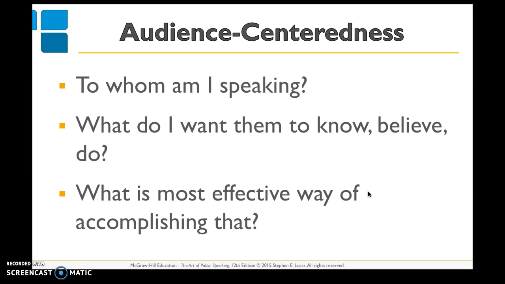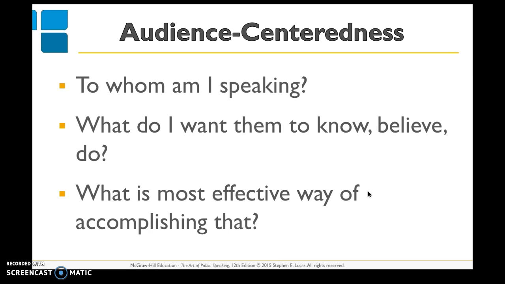So when you're thinking of how to be audience-centered, you should keep 3 questions in mind when preparing your speeches. To whom am I speaking? What do I want the audience to know, believe, or do as a result of my speech? And how can I most effectively compose and present my speech to accomplish that aim?